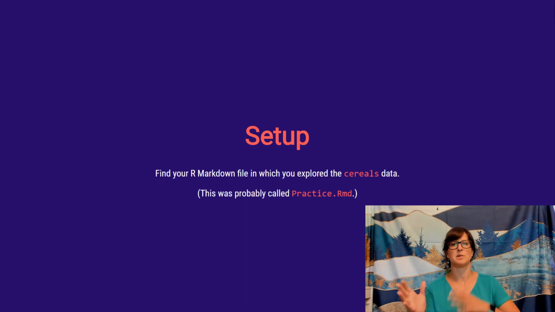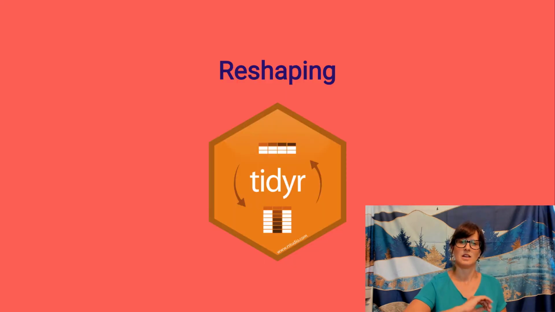To illustrate this, we'll use that cereals data set that you used last week. You probably had this downloaded in a markdown that I gave you called practice.rmd. If not, you can download the data set and read that into your R Markdown file. That's fine too. The package that we're going to use for some of these reshaping tricks is called tidyr. This one loads and installs with the tidyverse. So if you're already installing and loading the tidyverse, you don't have to do anything different. All these functions will already be available to you.